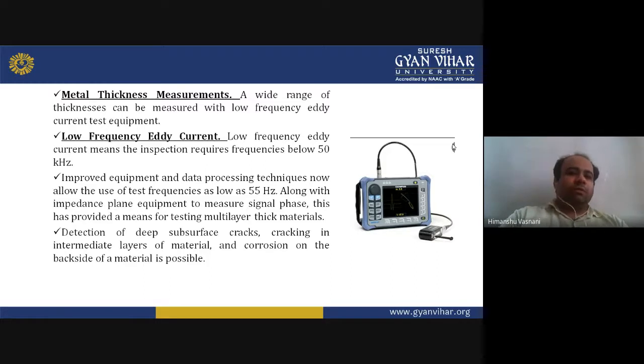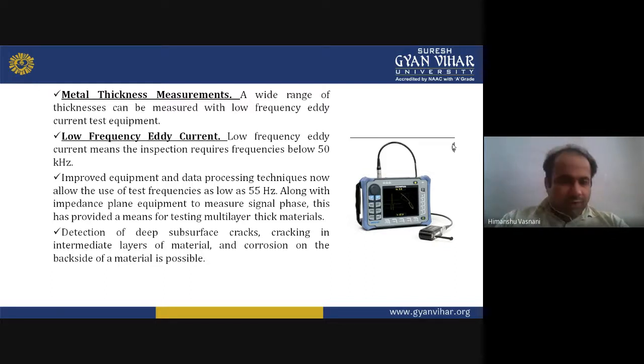Now let's discuss low frequency eddy currents. Low frequency eddy current means the inspection requires frequencies below 50 kilohertz. Improved equipment and data processing techniques now allow the use of test frequencies as low as 50 hertz. Along with impedance plane equipment to measure signal phase, this has provided a means for testing multi-layer thick materials. The detection of deep subsurface cracks, cracking in intermediate layers of material, and corrosion on the backside of a material is possible.